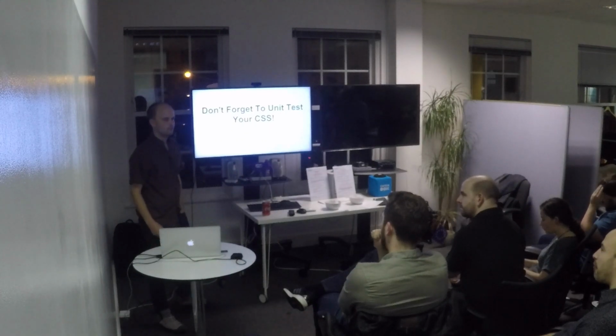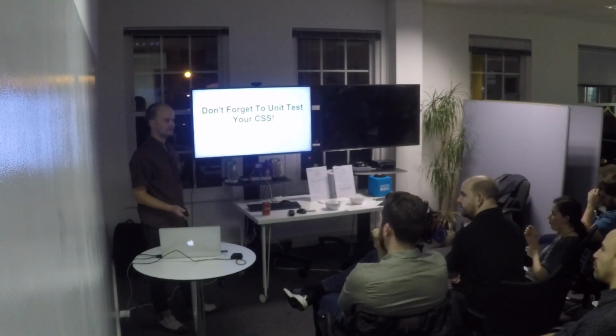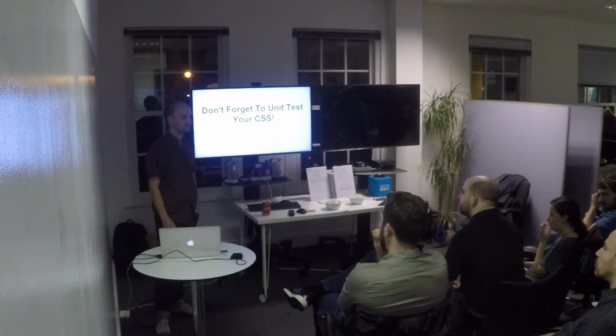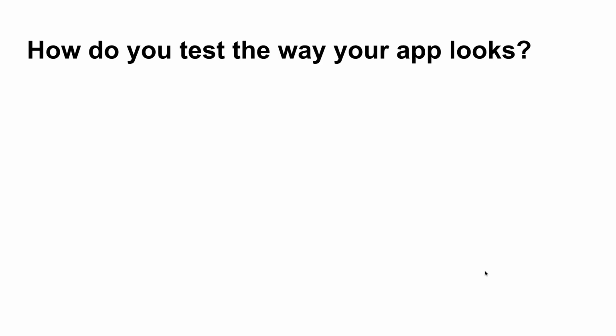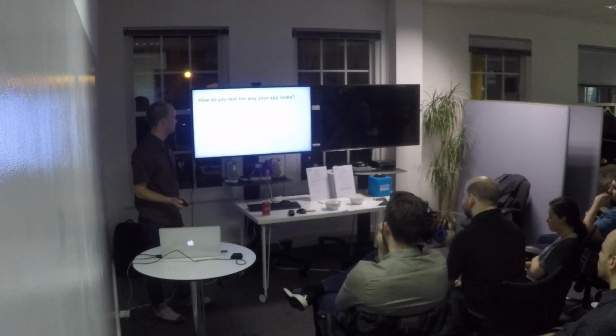But what do you do if there's some kind of regression in your sort of CSS or your HTML? How do you make sure that kind of thing doesn't happen? What you want is some kind of automated way to test that your site still looks okay. So how do you do that?